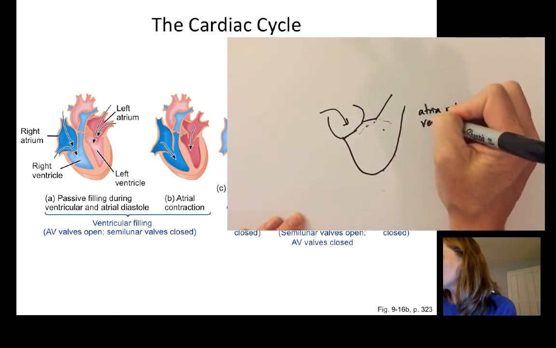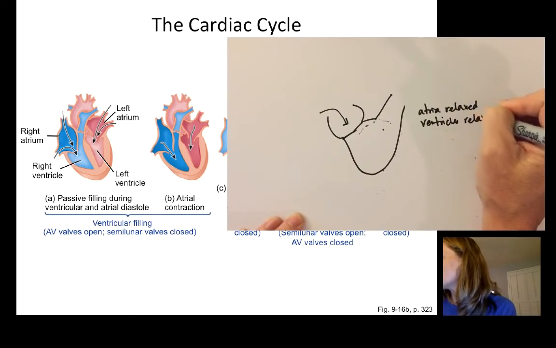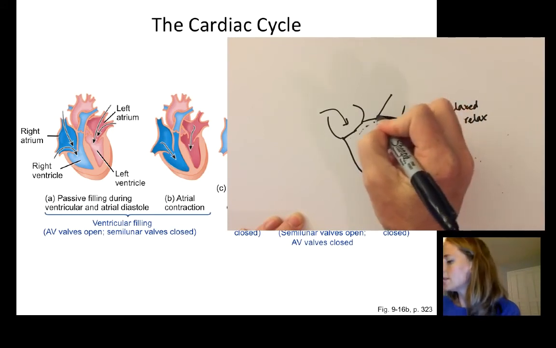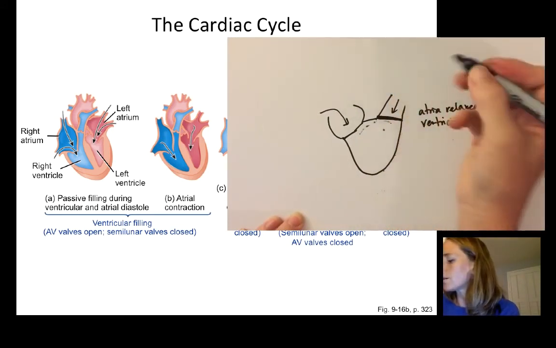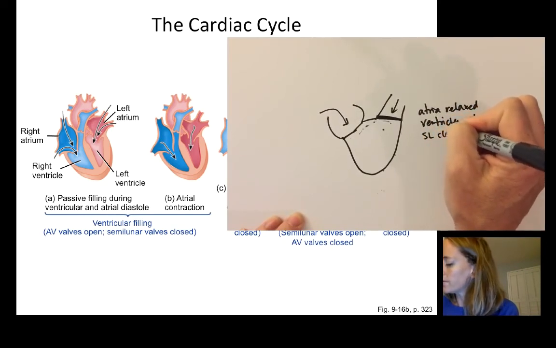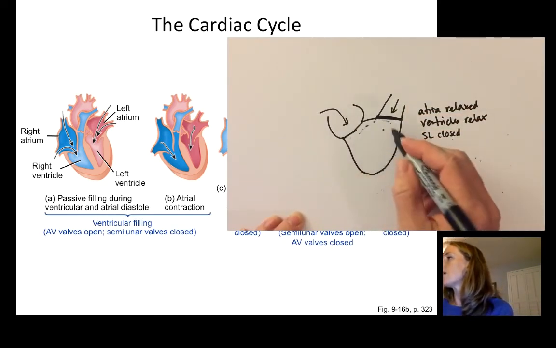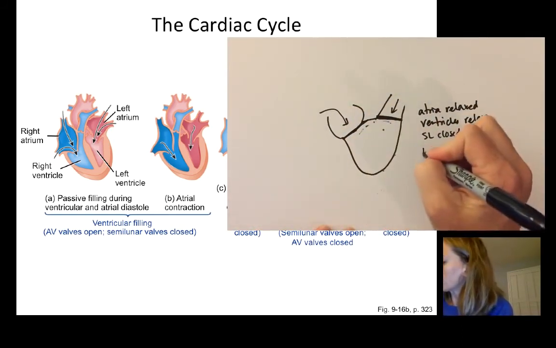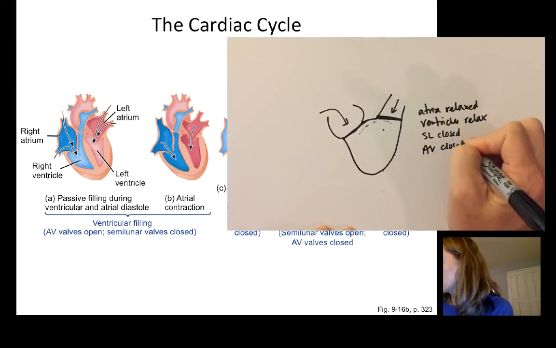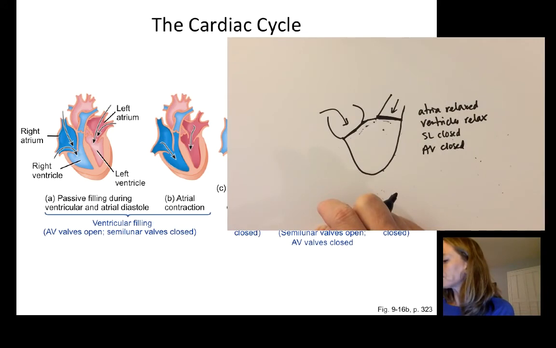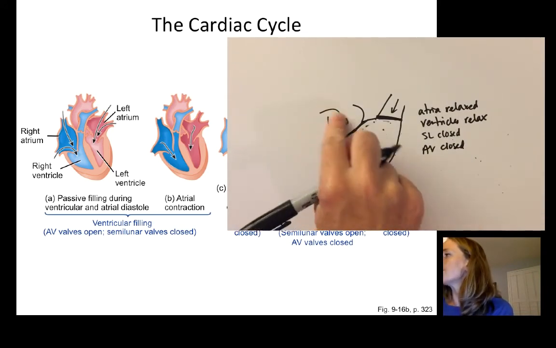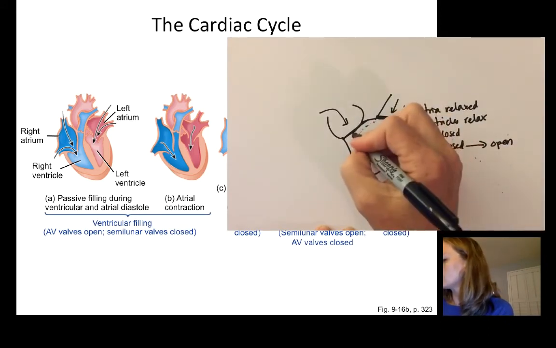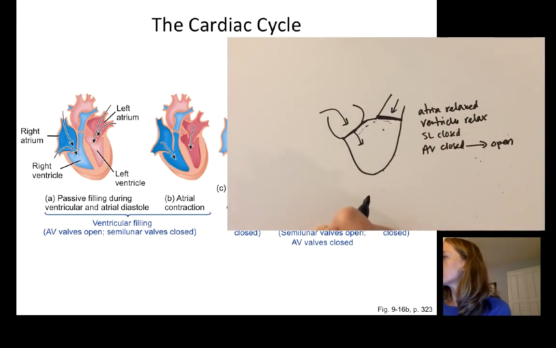The ventricles are now relaxed, and blood is filling. At the start of this phase, the semilunar valves are closed to prevent backflow because the ventricles now are very low pressure, and the AV valves are closed. They were closed from the prior step. Once we get enough blood filling, the AV valves will then open to allow blood to then fill the ventricles.